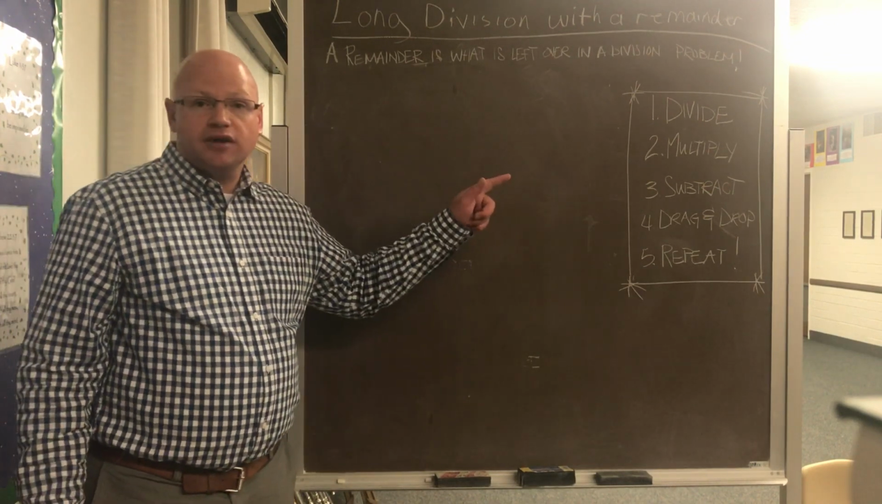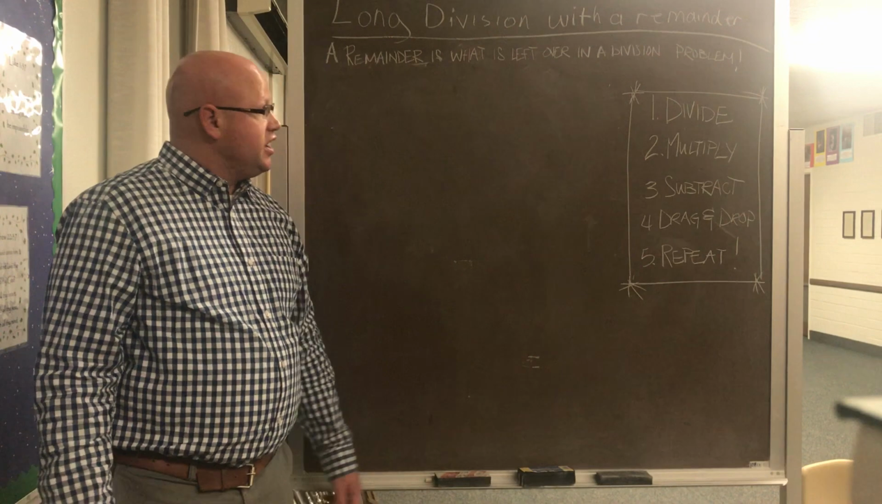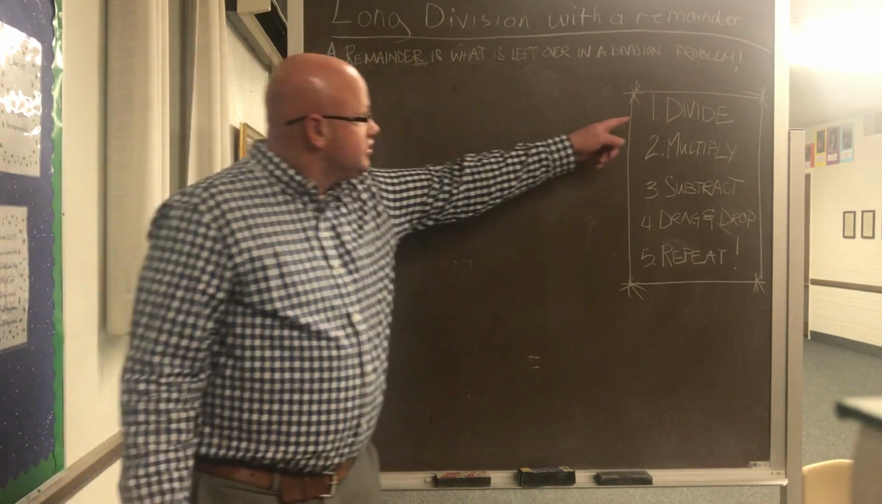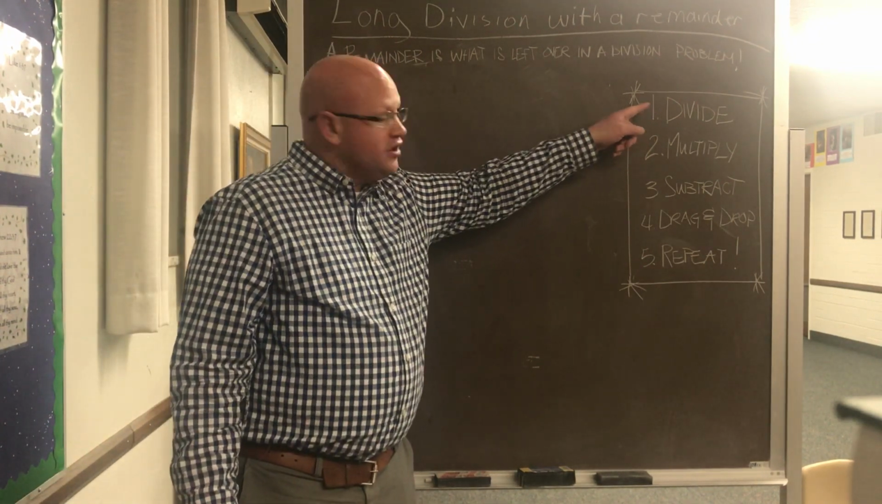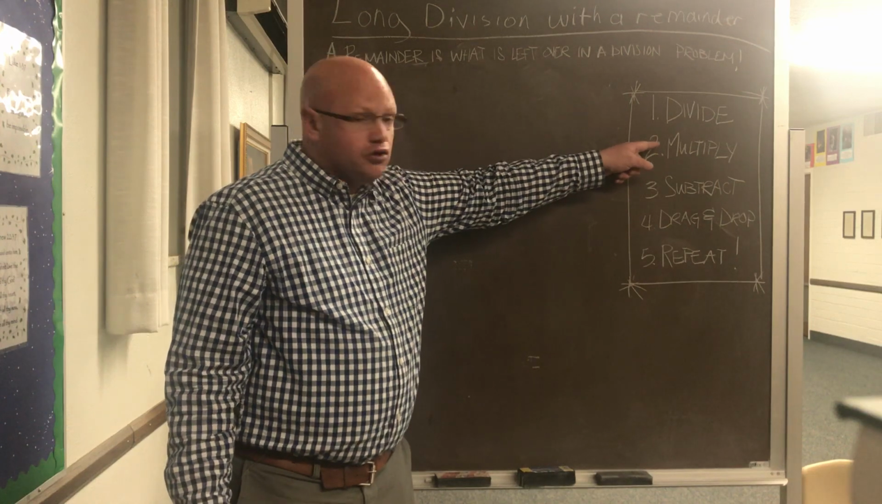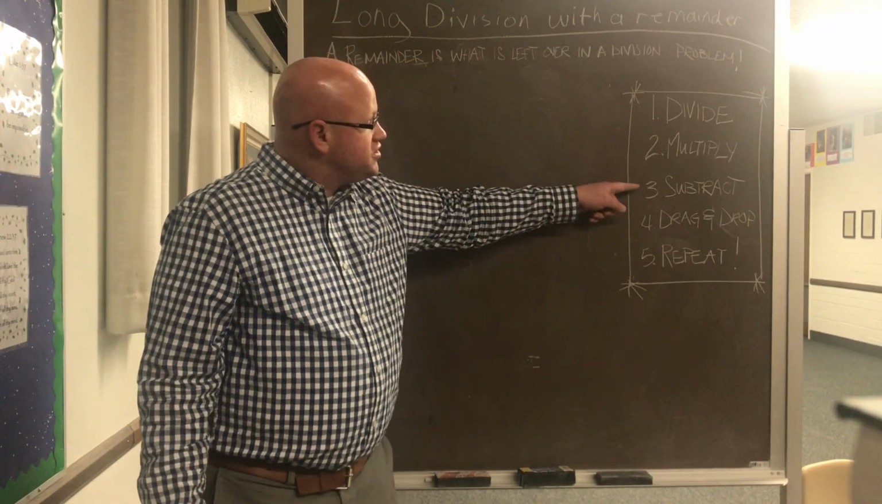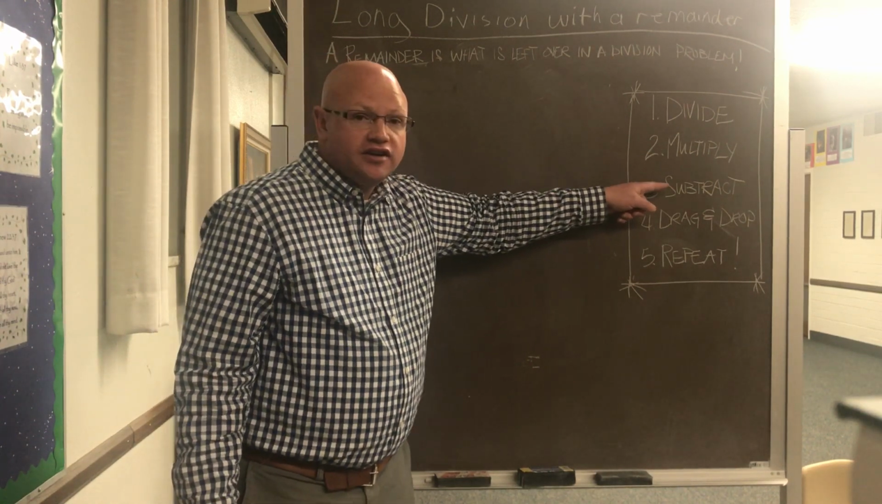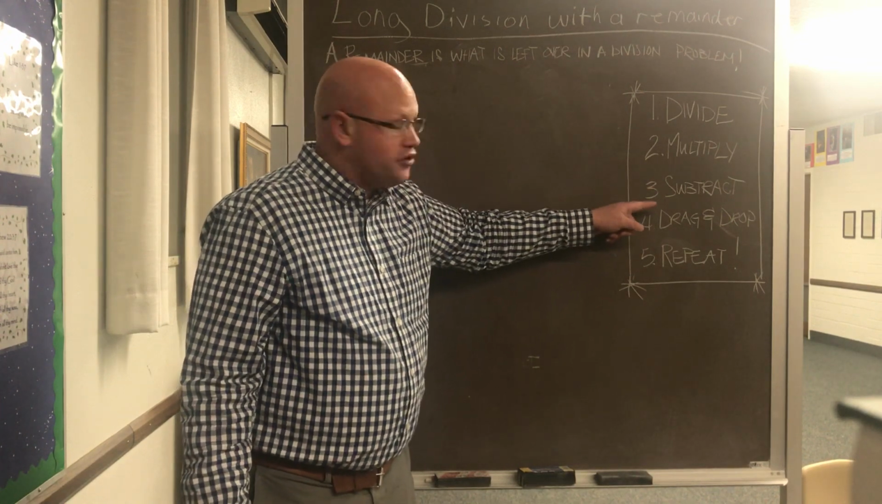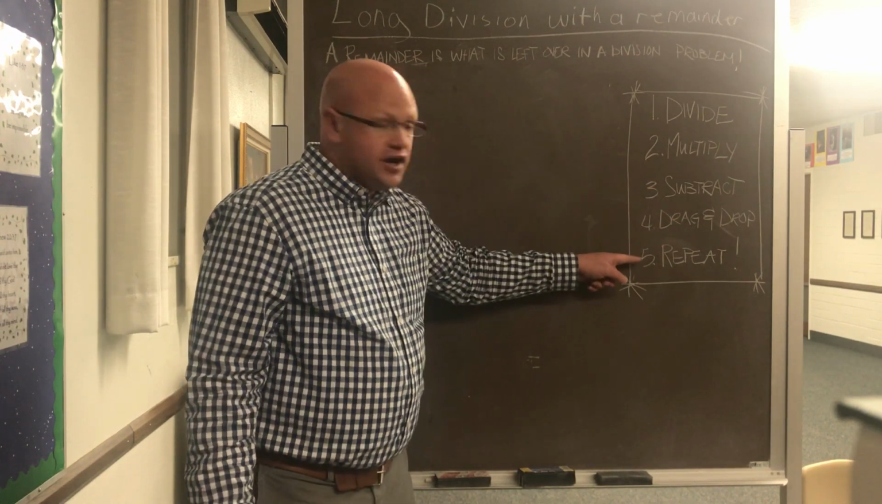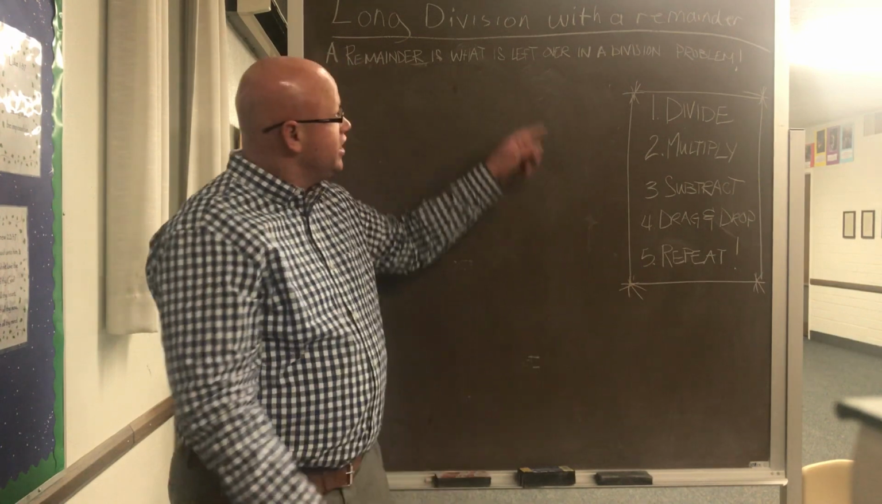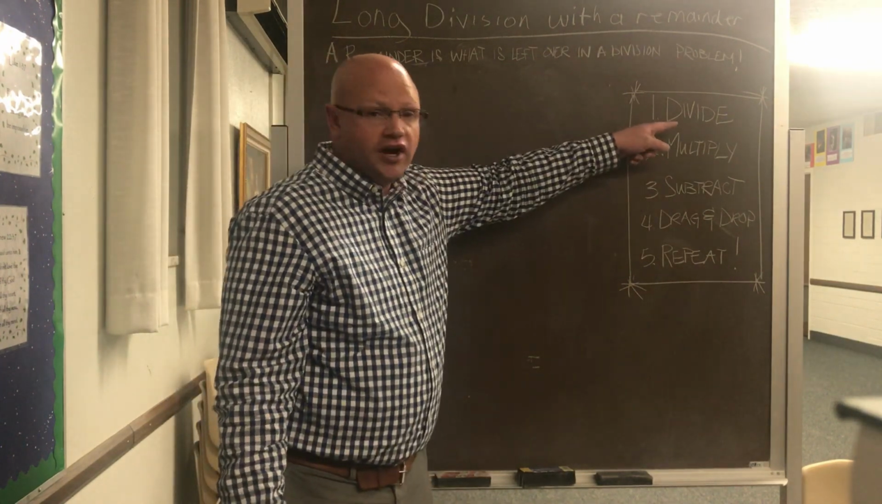There are 5 steps to long division. The first step is to divide. The second step is multiply. The third step is subtract. The fourth step is drag and drop. And the fifth step is to repeat the process and start with number 1, divide.